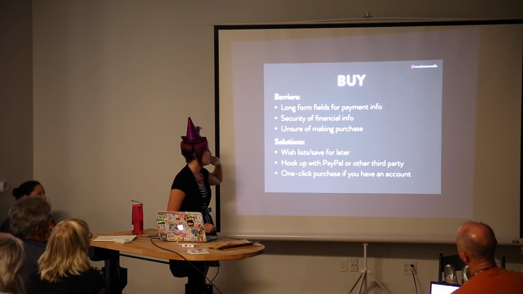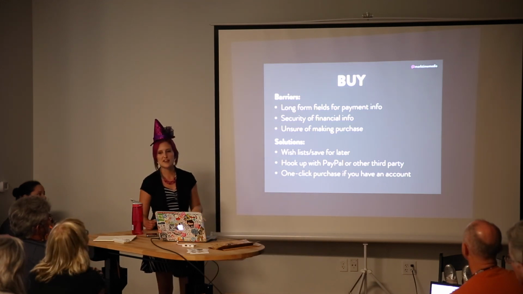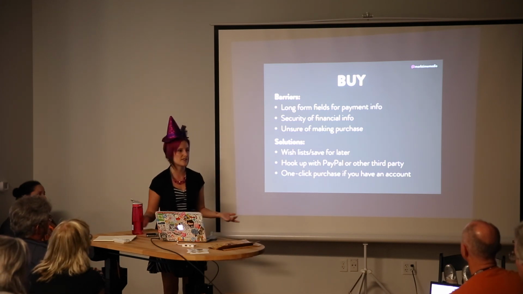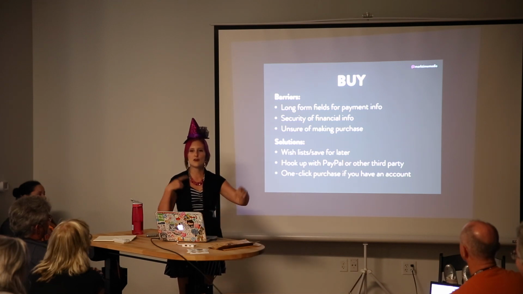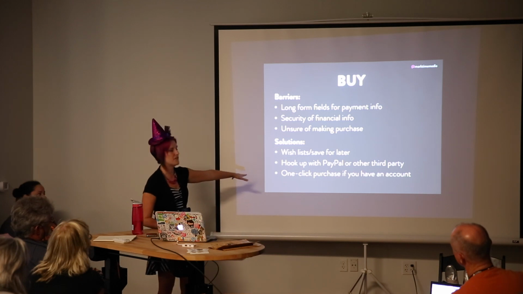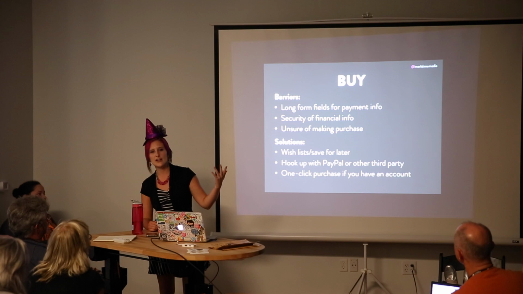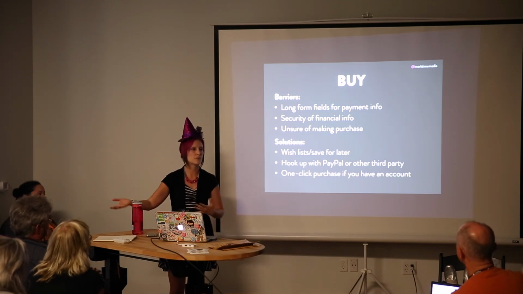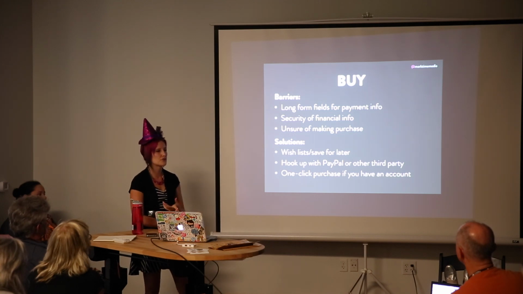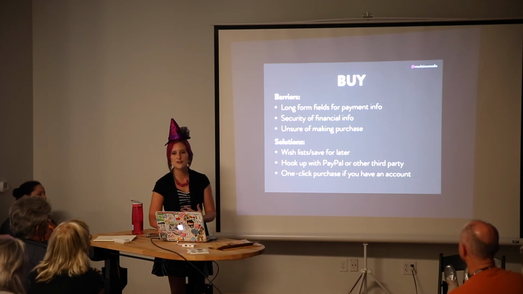Couple solutions. For the unsure of making a purchase, some places implement a wish list or a save for later. Amazon does a lot of this. Amazon's kind of a genius at making people buy stuff, reminding you of that thing that you almost thought you wanted to buy. Some people solve the long form field payment info by using either PayPal or another third party thing that you're perpetually signed into. Browsers have also tried to do this. I know Chrome will save some of your payment info and automatically enter it if you let it.